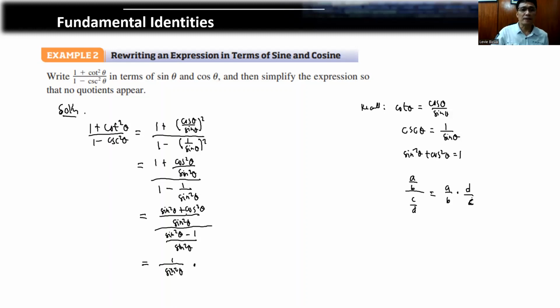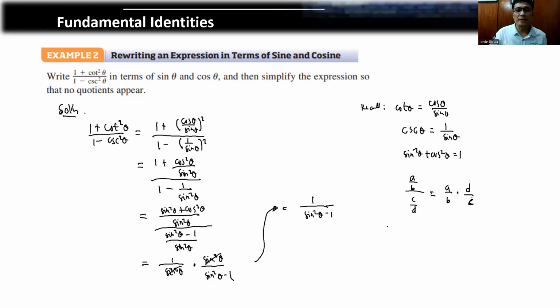So we'll apply that. 1 over sine squared theta, then the reciprocal of sine squared theta minus 1 over sine squared theta is sine squared theta over sine squared theta minus 1. And obviously here we cancel sine squared theta, sine squared theta. So you're left with 1 over sine squared theta minus 1.